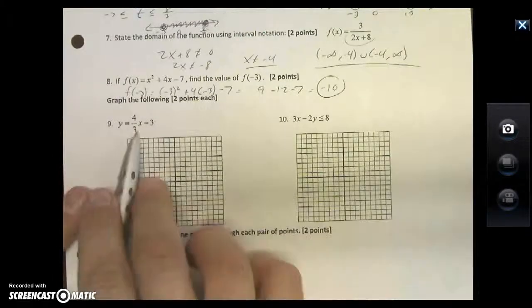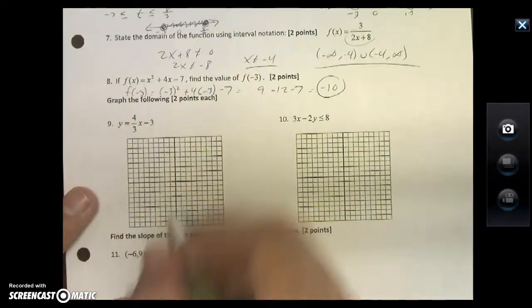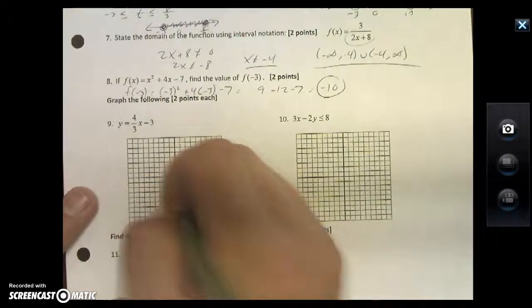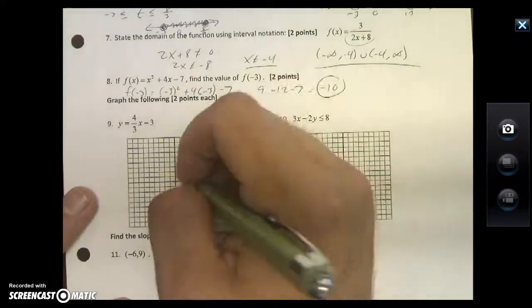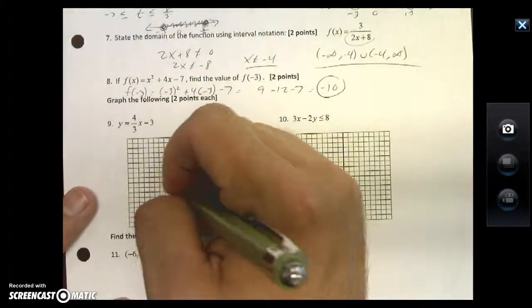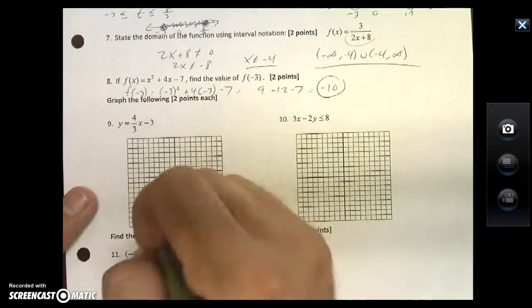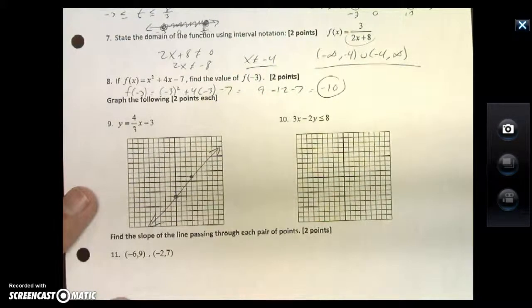Alright, number 9, 10. I think we graphed these as well. Slope-intercept form. Down here at negative 3 is my y-intercept. My slope is 4/3, up 4 over 3. So 1, 2, 3, 4, 3. Connect your dots. You're in good shape.